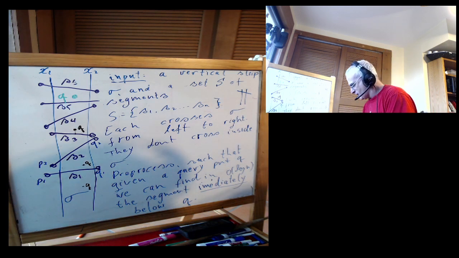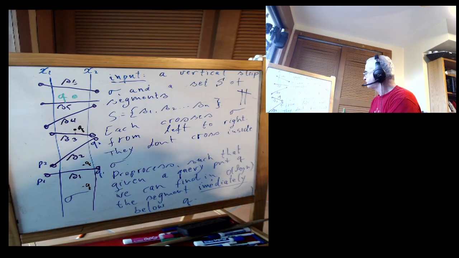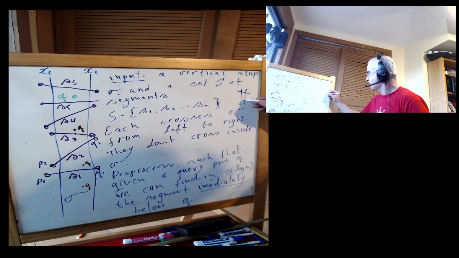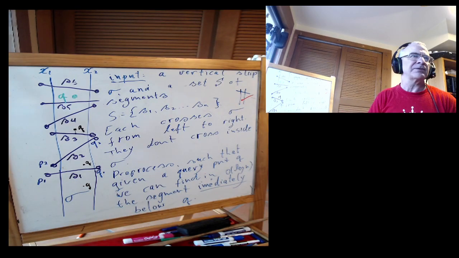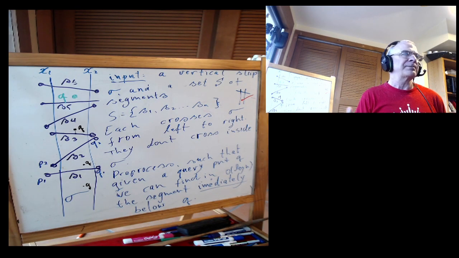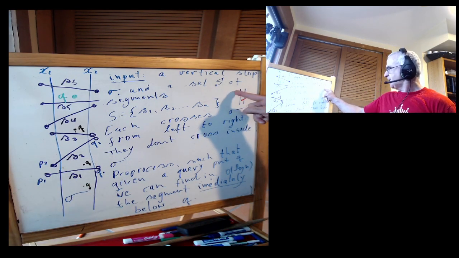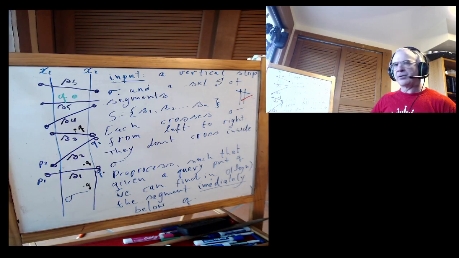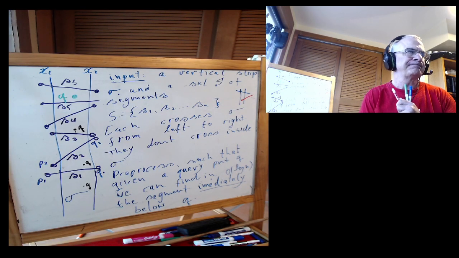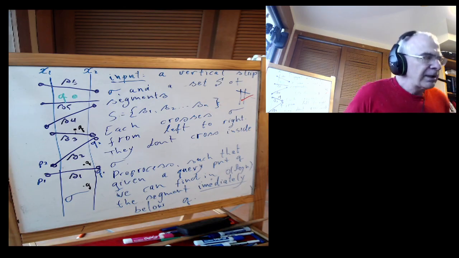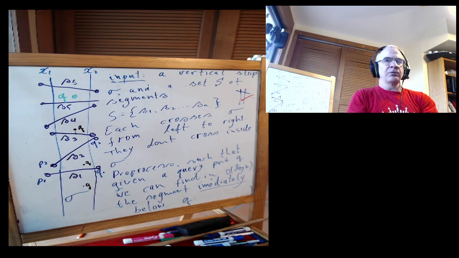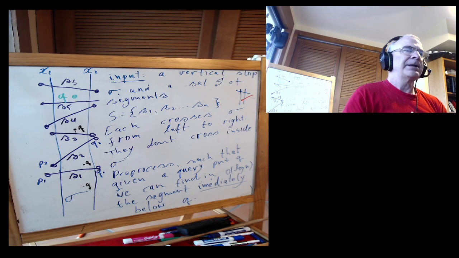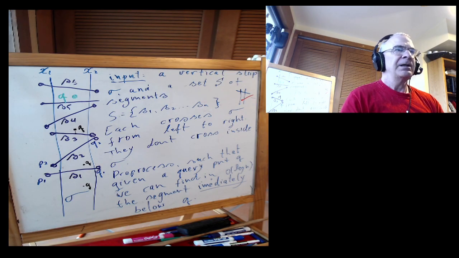So this, I'll use red. This is forbidden, that a segment starts inside the strip but goes outside. It cannot start inside the strip. It needs to start to the left of the strip. The segment needs to end to the right of the strip. Okay, and as we said, no two segments cross each other.